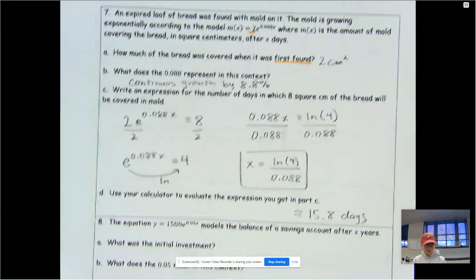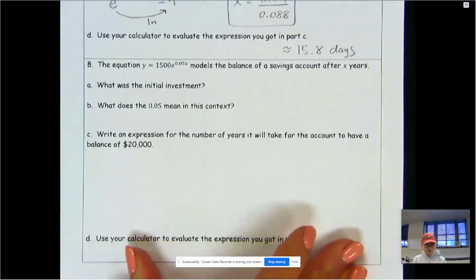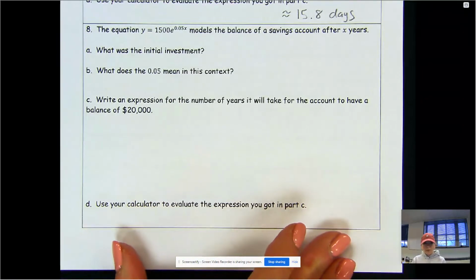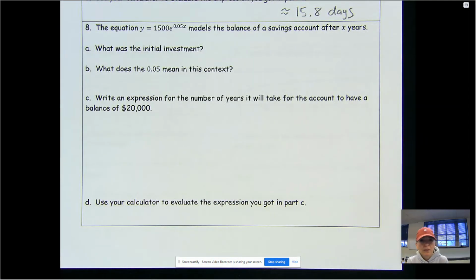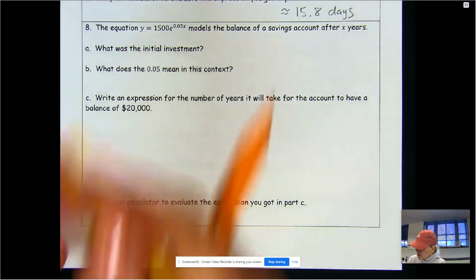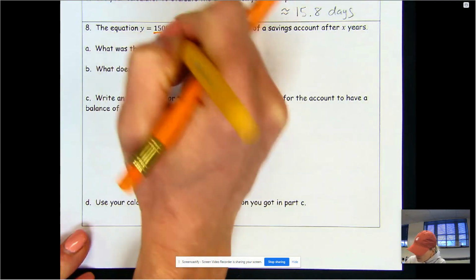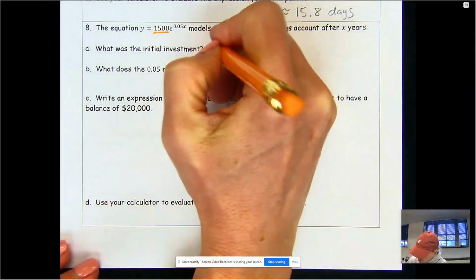All right. We have another similar problem, only this time it's going to be the balance of a savings account. What was the initial investment? What does 0.05 mean? And then when will we have a balance of $20,000? So it looks like our initial investment is $1,500.